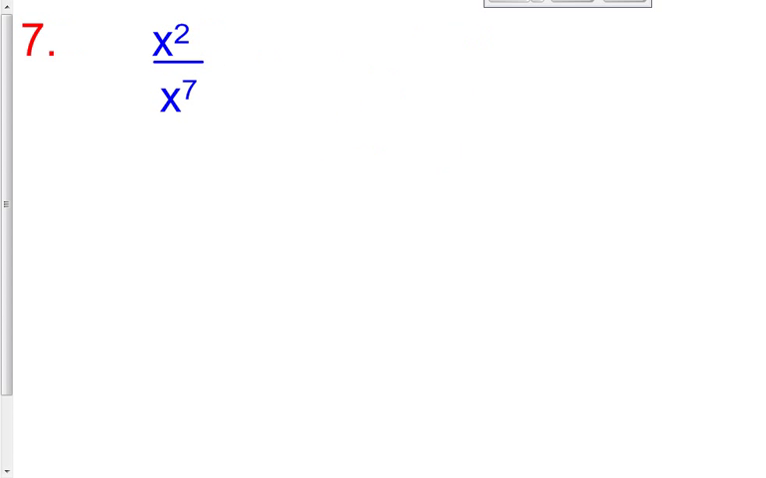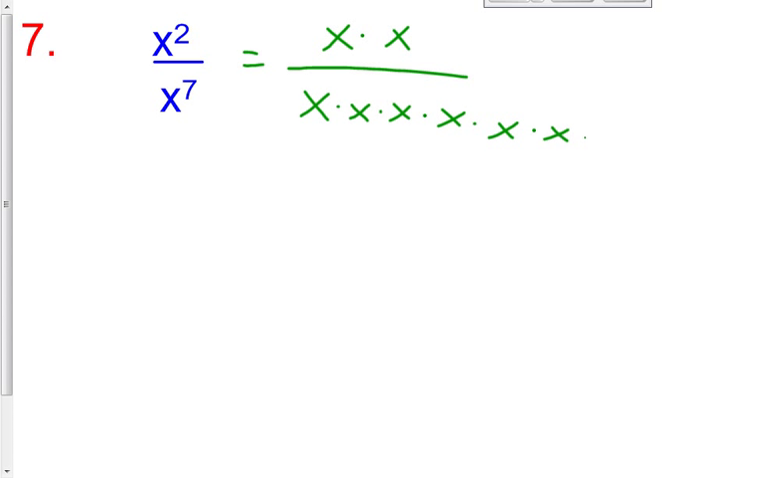Number 7, we have x squared divided by x to the 7th. The way that we're going to look at this is, are there more x's in the numerator or are there more x's in the denominator? We can look at this as saying x times x divided by x times x times x times x times x times x times x. 1, 2, 3, 4, 5, 6, 7.